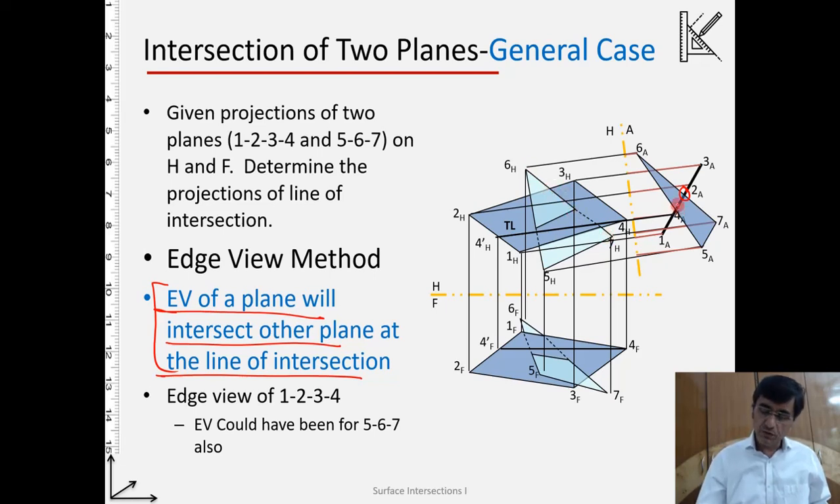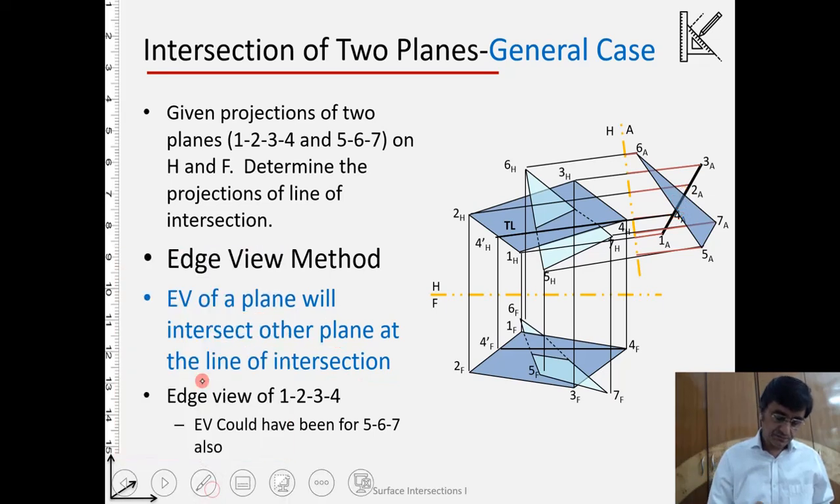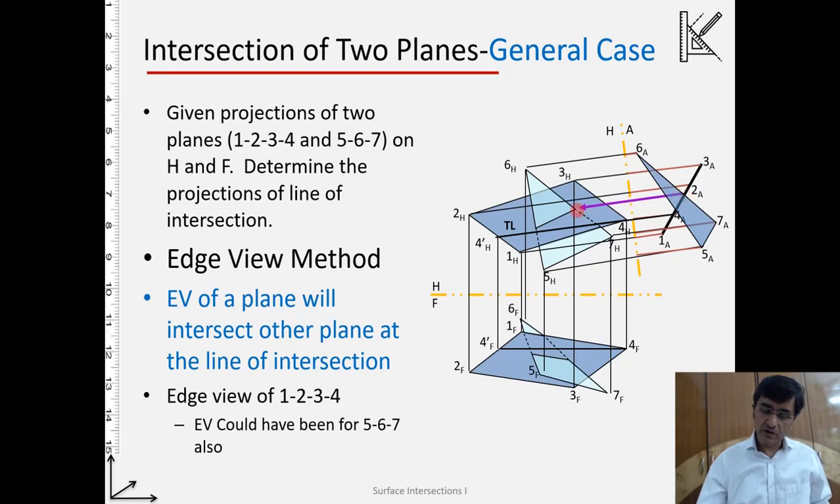Similarly, we will be doing it for this also. So let us do it. If I transfer this point over here, this projector is now intersecting 6, 7 at this point. Okay, so this is the point of intersection. So I locate the point of intersection.